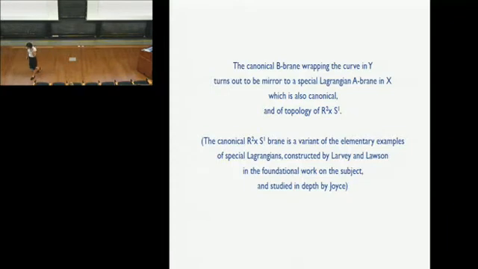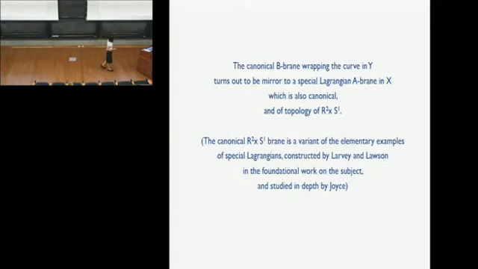Now, this canonical B brane turns out to be mirrored to a special Lagrangian brane on the toric Calabi-Yau X, which is also canonical and of topology of R2 times S1. I don't want to describe what this brane is, but if you open, say, the very first paper on the subject where special Lagrangians were defined by Harvey and Lawson, cousins of these branes were written down there, and then they were studied later by Joyce.